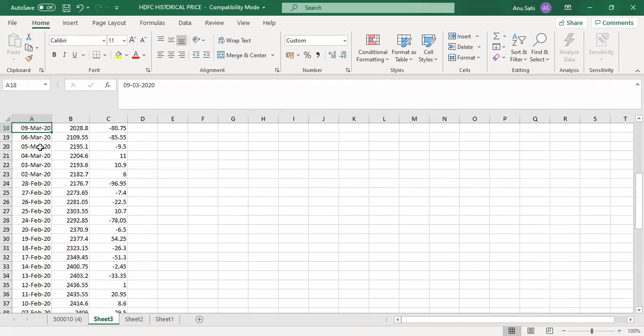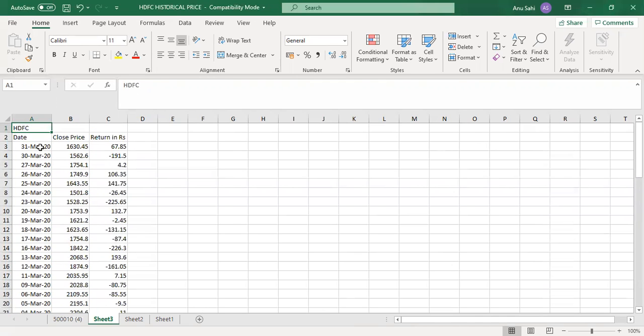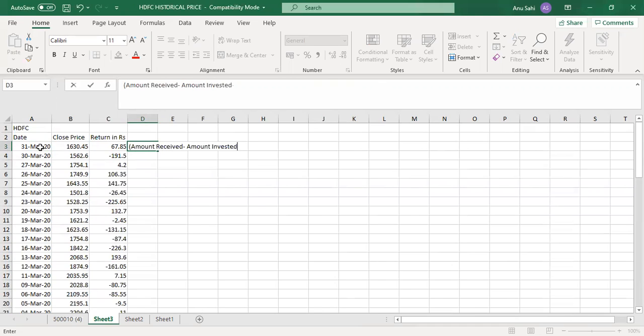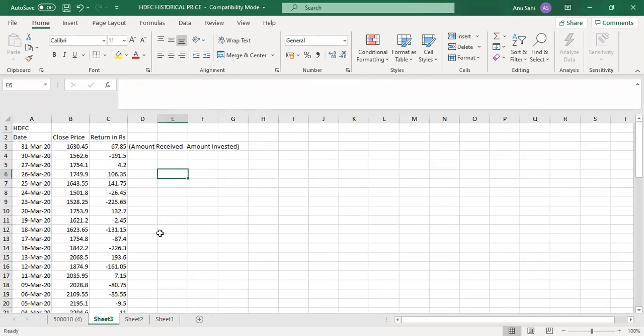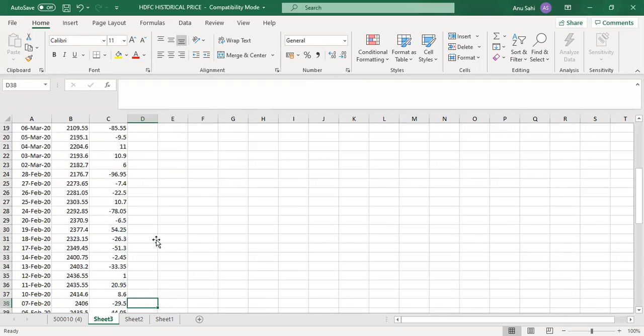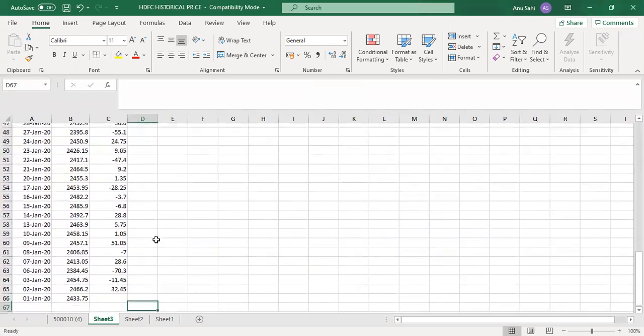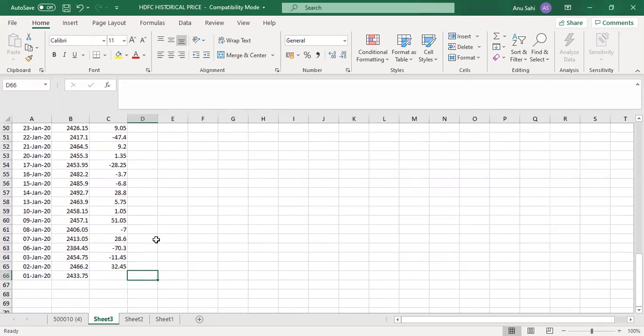So, had the data been on the other side, here my starting is from 31st March, then 30th March, then 27 March. The formula I put over here is amount received minus amount invested. I need to look at it very carefully. Sometimes students make a mistake. For example, if I had the data in reverse order, starting from 1st March, I would not be able to start from 1st March because that is not the amount received, that is the amount invested. In that case my starting would be amount received minus amount invested, right?